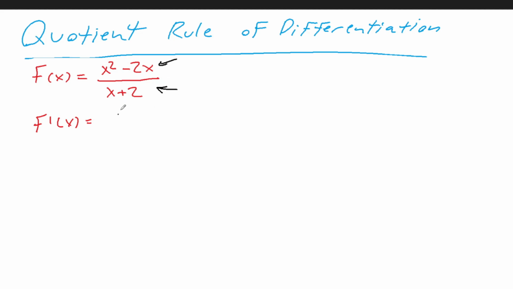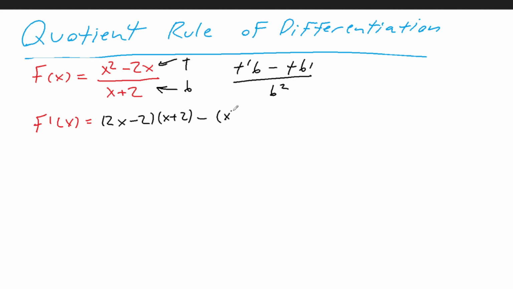So the quotient rule, right, is, well, I'll use top and bottom. This is the top, this is the bottom. We have top prime times bottom minus top times bottom prime over bottom squared. So here we have top prime, 2x minus 2, times the bottom as it is, so x plus 2, minus the top as it is, or x squared minus 2x, times the bottom prime, which is just 1. And then we're dividing the whole thing by the bottom squared, so x plus 2 squared.